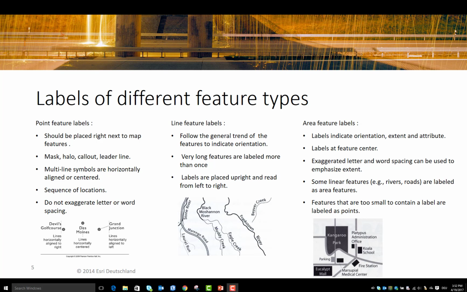Talking about feature types, there are 3 feature types in maps, which are point, line, and polygon. For different feature types, there are different rules for labeling. Okay, so much for introduction. Let's get started. So first, we're going to download data.